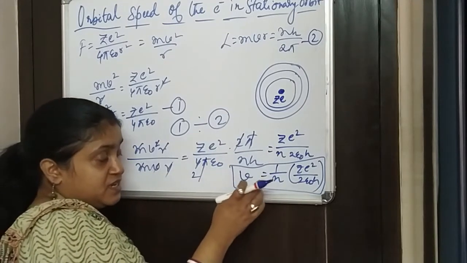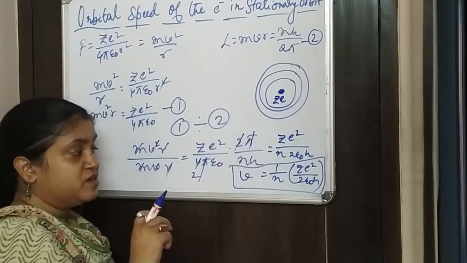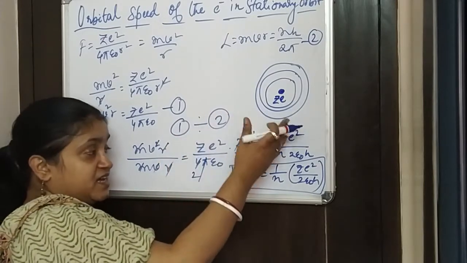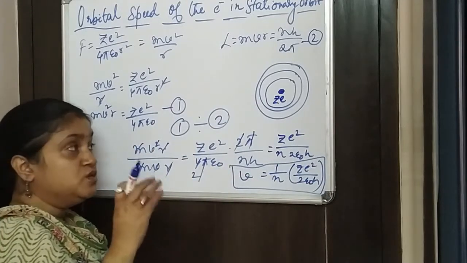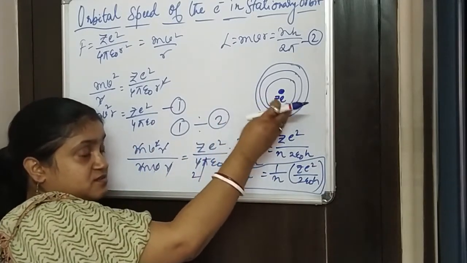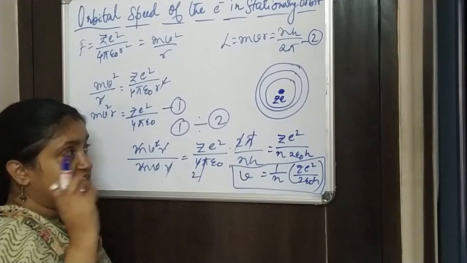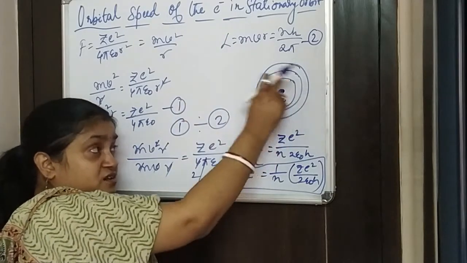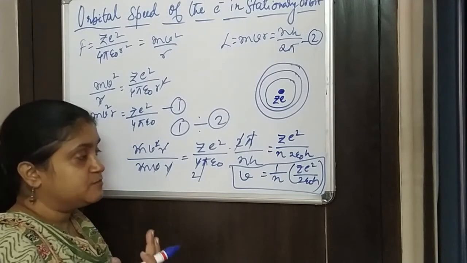It means that if the number is very small, the velocity in the first orbit will be very high, and as the number keeps on increasing, the velocity starts to decrease. So the electrons revolving in far away orbits are very slow, whereas the electrons revolving closest to the nucleus are revolving very fast.